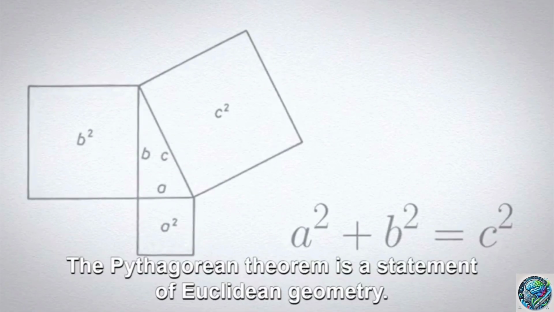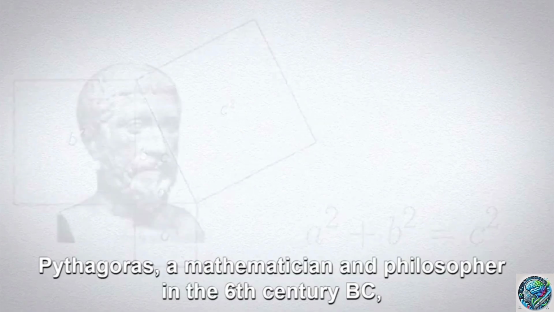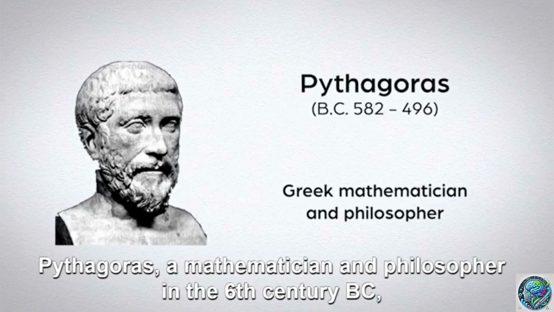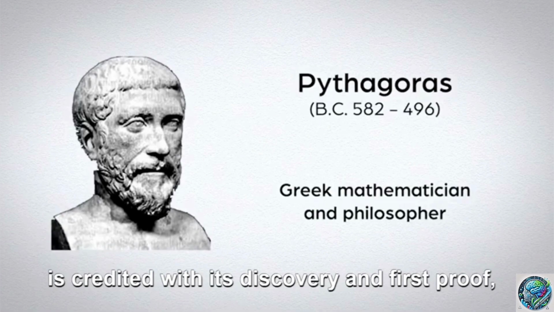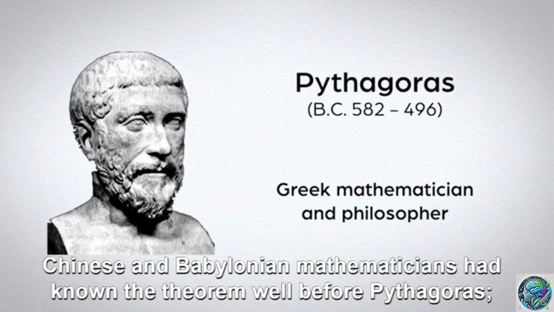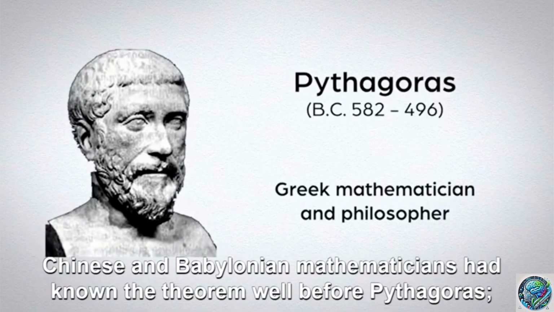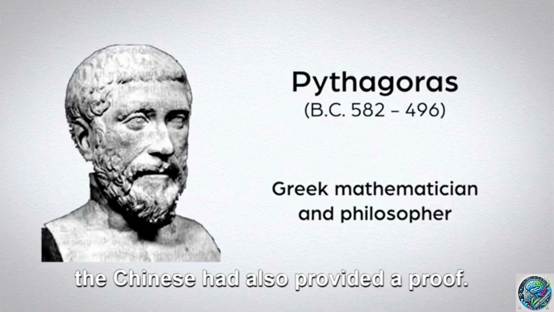The Pythagorean theorem is a statement of Euclidean geometry. Pythagoras, a mathematician and philosopher in the 6th century BC, is credited with its discovery and first proof. Even though Indian, Greek, Chinese, and Babylonian mathematicians had known the theorem well before Pythagoras, the Chinese had also provided a proof.